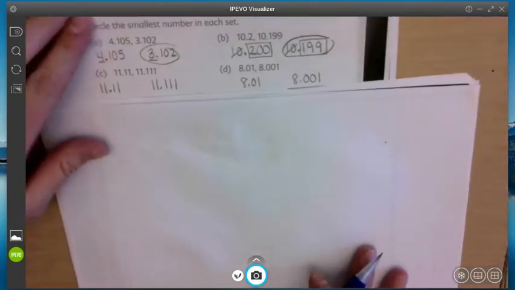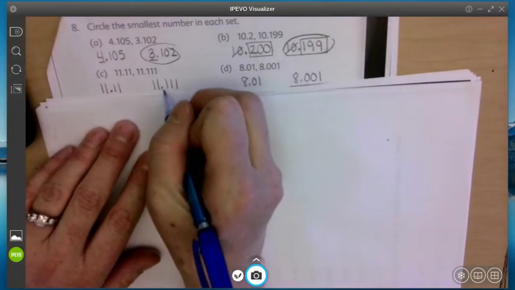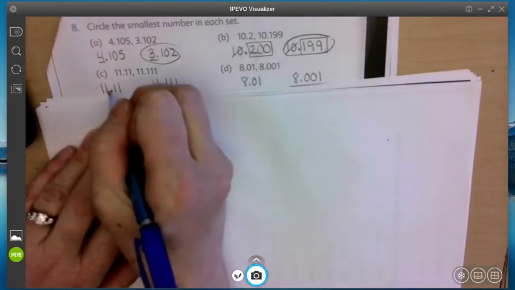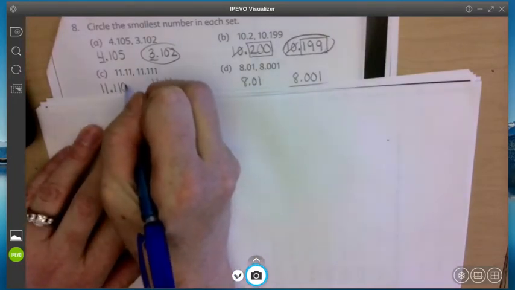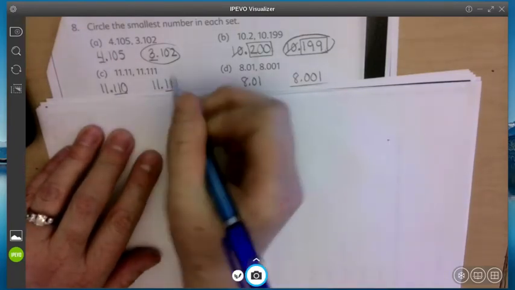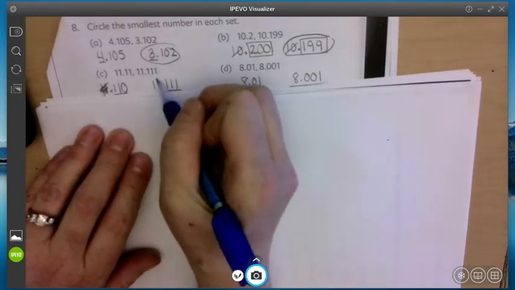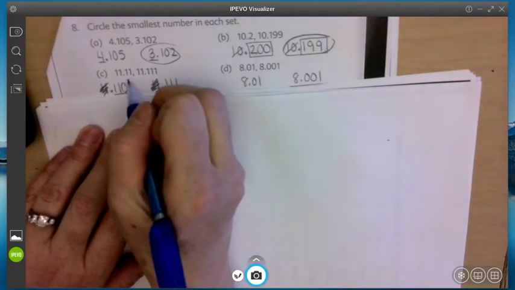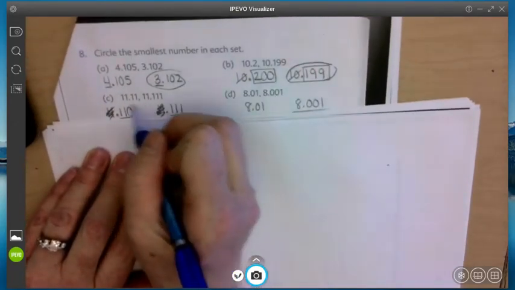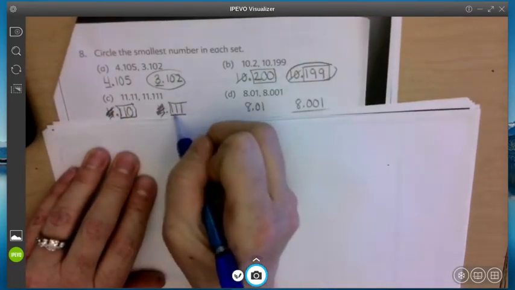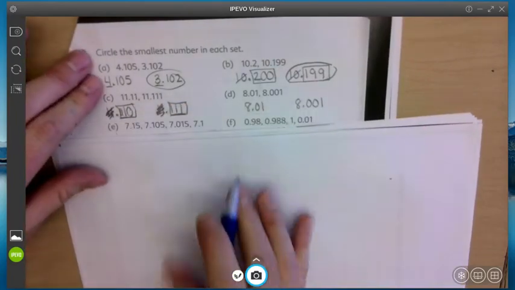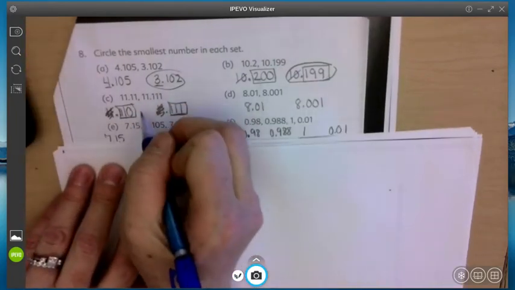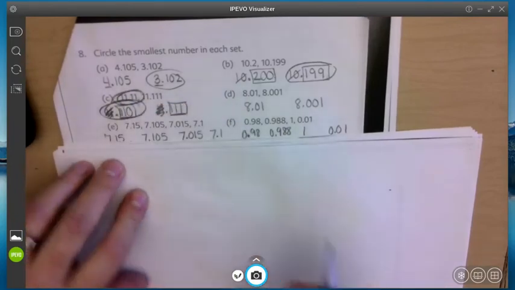The next one, again, I rewrote it. This one has 3 digits after the decimal. This one has only 2, so I'm going to put a 0 there. Now they both have 3 digits. The 11s I'm not going to look at because they're the same. Which one is smaller? Because that's what they're asking for. Is 110 smaller or is 111 smaller? 110 is smaller, so this would be the smaller one right here.